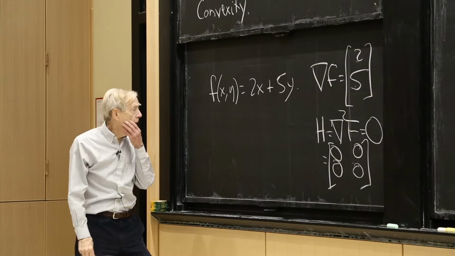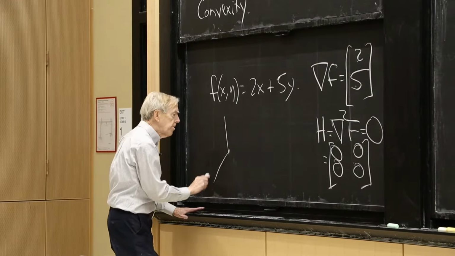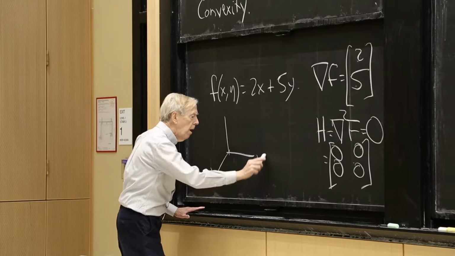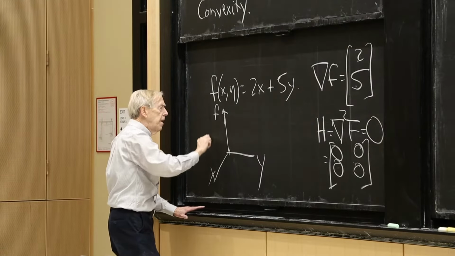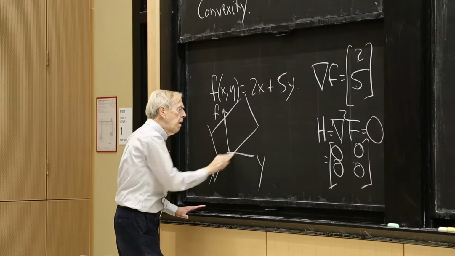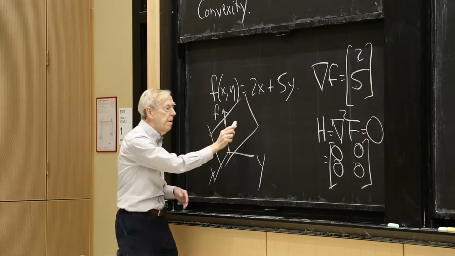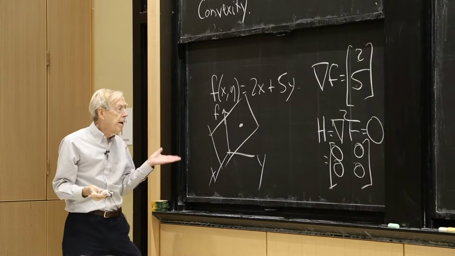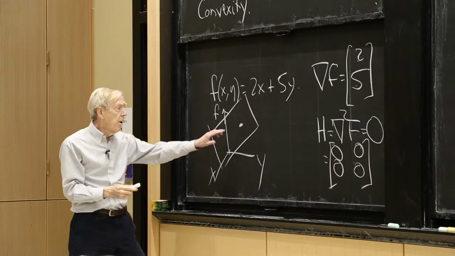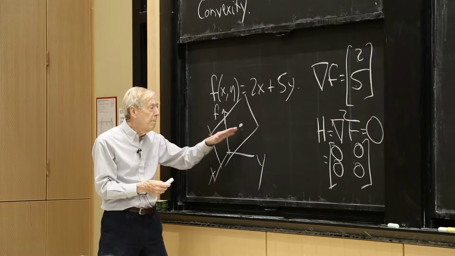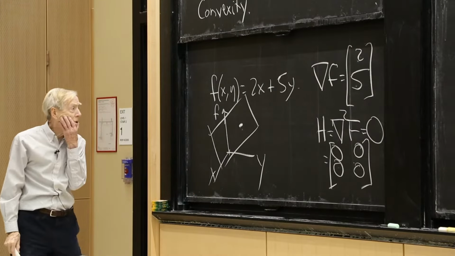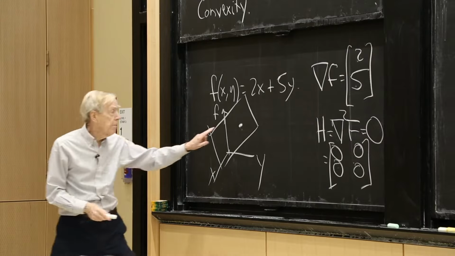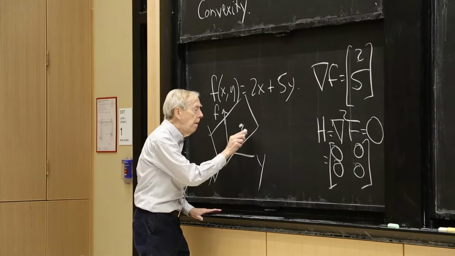Okay, so let me draw the surface. So x, y, and the surface, if I graph f in this direction, then obviously I have a plane. And I'm at a typical point on the plane, let's say. I'm at a point x, y, and let me put the plane through it. Okay, so how do I interpret the gradient at that particular point x, y?